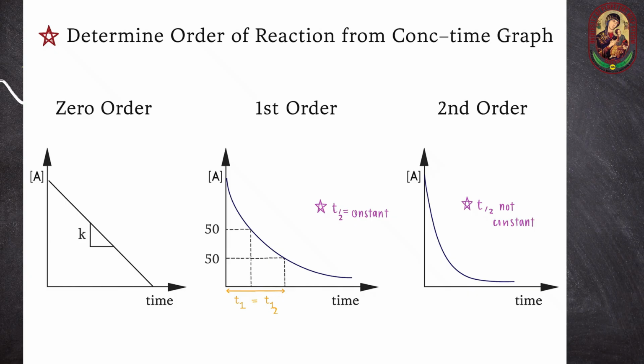So in summary, straight line, zero order. Constant half-life, first order. Changing half-life, second order. These patterns help pharmacists and formulators predict drug stability, shelf life, and reaction behavior in real-world conditions.